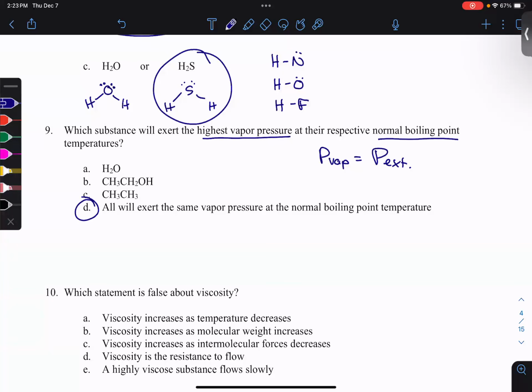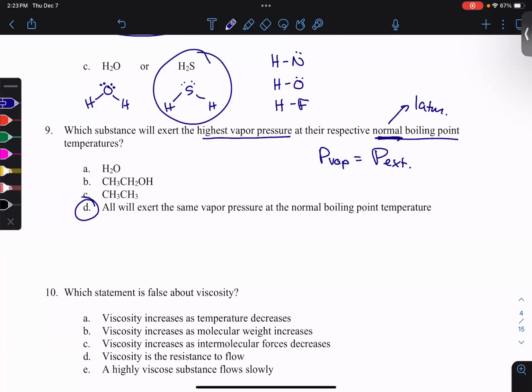Actually, all of them exert the same because all 3 of these substances will boil once their vapor pressure is equal to 760 torr on Earth. And because I said normal, normal means on Earth. So that means 1 atmosphere. So all of these have vapor pressures of 1 atmosphere when it boils.